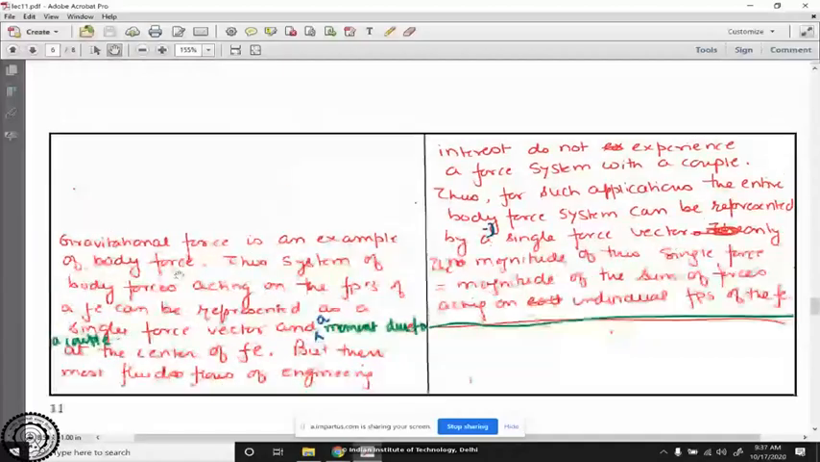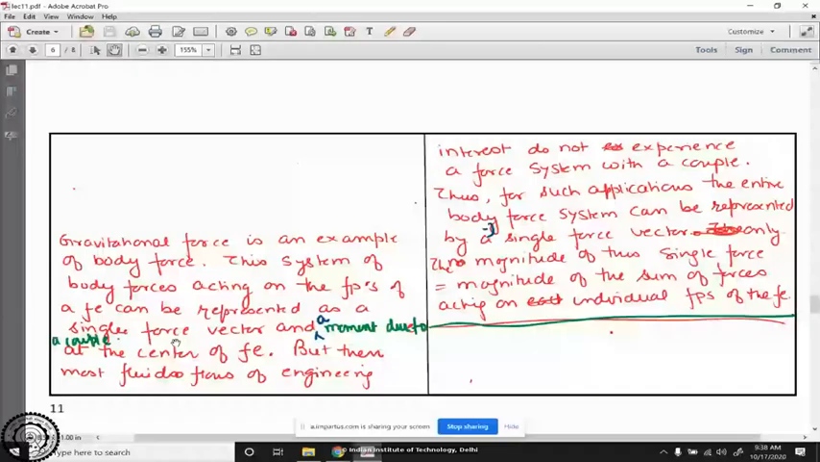As I said, gravitational force is an example of a body force. This system of body forces acting on the FPs, all FPs of FE, can be represented as a single force vector and a moment due to a couple. Okay, equivalent force system. So all the body forces, even though they are individually acting on every fluid particle, we can represent that entire force system comprising forces acting on individual fluid particles as one single force and one moment due to a couple acting at the center of mass of the fluid element.